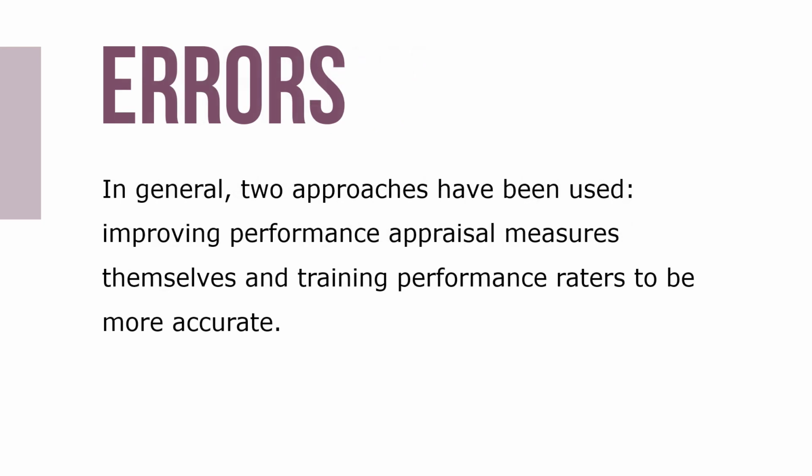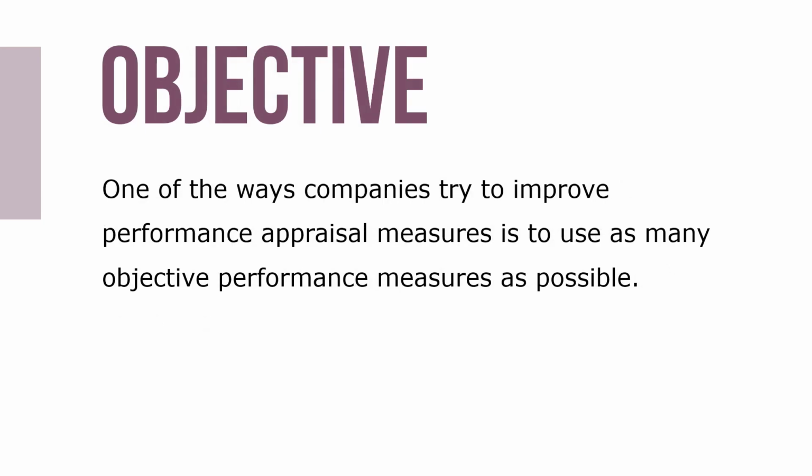What can be done to minimize rating errors and improve the accuracy in which job performance is measured? In general, two approaches have been used: improving performance appraisal measures themselves and training performance raters to be more accurate. One of the ways companies try to improve performance appraisal measures is to use as many objective performance measures as possible. Objective performance measures are measures of performance that are easily and directly counted or quantified. Common objective performance measures include output, scrap, waste, sales, customer complaints, and rejection rates.